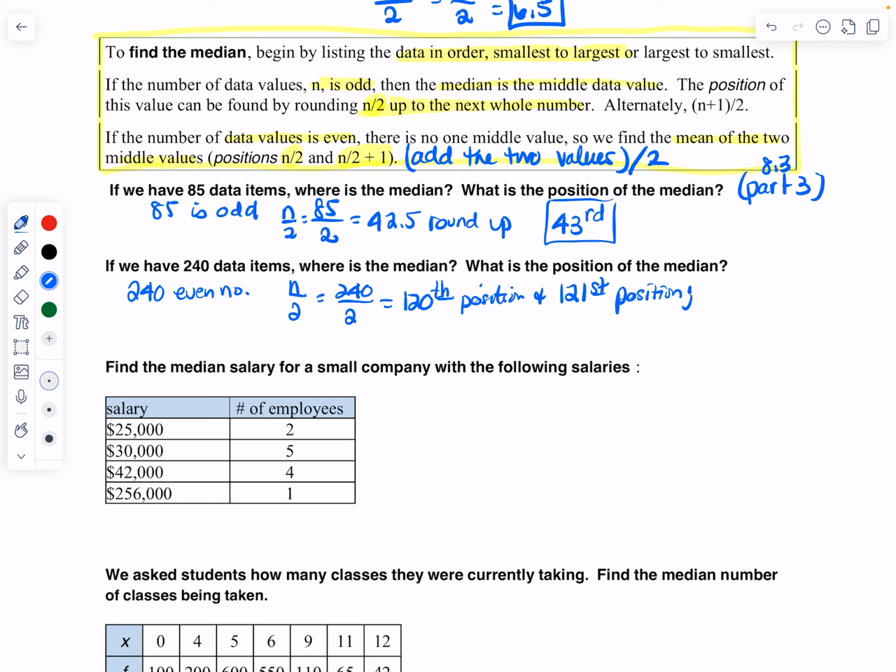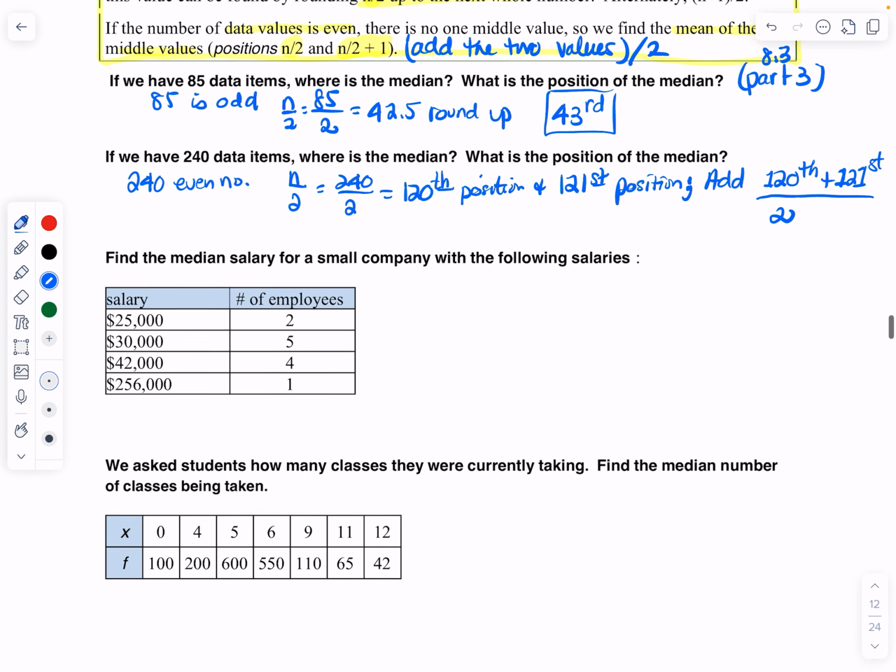To find the median, we're going to have to add the 120th position plus the 121st position. I should say the numbers in these positions, right? And then we're going to divide those values by 2. I meant to put 2 down there, so let me fix that. Just really quickly, if you have an even number, you need the middlemost two. In this case, it was the 120th position and the 121st position. I'm going to add those two up and divide by 2, and that'll give me the actual median.